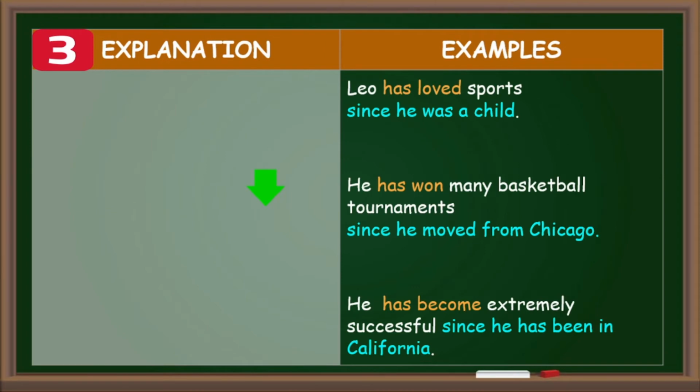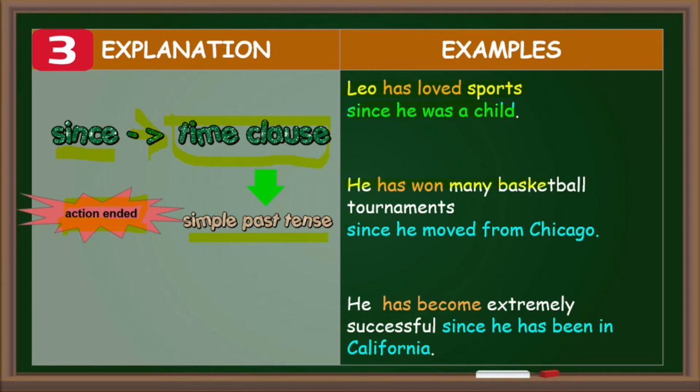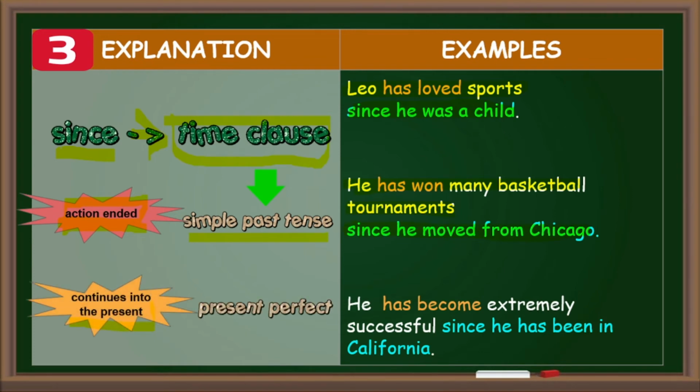Number 3. Since can also introduce a time clause. When the action in the time clause ended in the past, use the simple past tense. For example, Leo has loved sports since he was a child. He has won many basketball tournaments since he moved from Chicago. When the action in the since clause began in the past but continues in the present, use the present perfect. For example, he has become extremely successful since he has been in California.